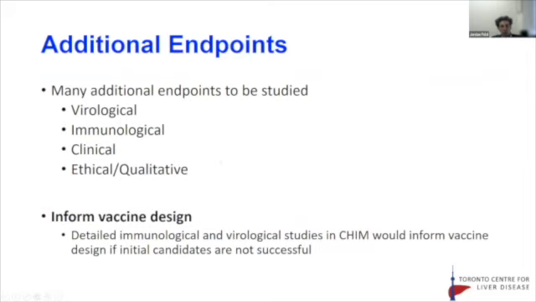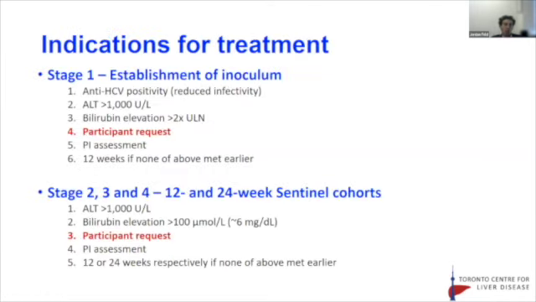So additional endpoints for the studies, there will be many additional endpoints: virological, immunological, clinical endpoints, and importantly, ethical and qualitative studies as well in this unique model. And then, as was discussed early on, even if these early vaccine candidates are unsuccessful, CHIM has the potential to really inform future vaccine design by watching this in real time with detailed immunological and virological studies. Now, when do we start treatment?